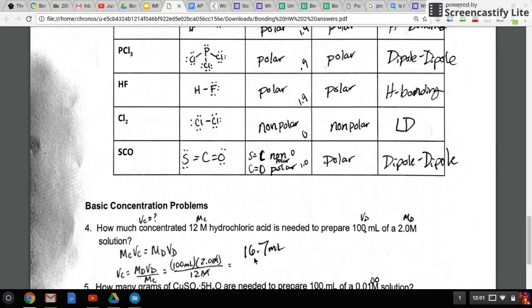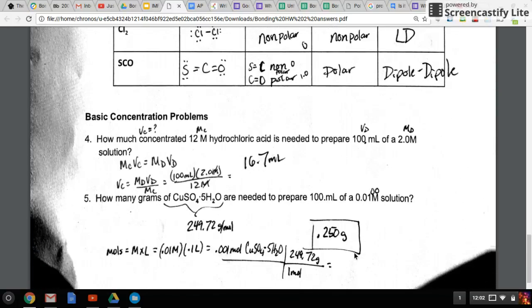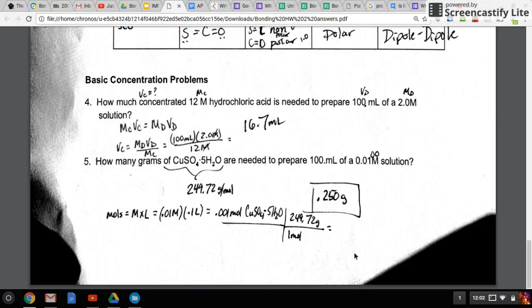Be careful with the way the question is worded. I could have asked, how would you prepare this solution? And 16.7 milliliters would not answer that question. You would say that you would need to take 16.7 milliliters and add it to some water that was in a 100 milliliter volumetric flask, and then you would add some more water till the bottom of the meniscus was at that line. That would form your 2 molar solution. Of course, you would want to have water in that volumetric flask before you added the acid, because you always add acid to water to reduce the chance of having a lab accident.